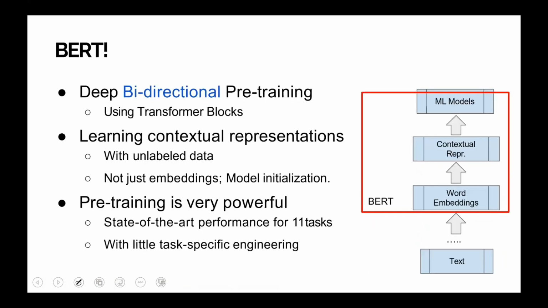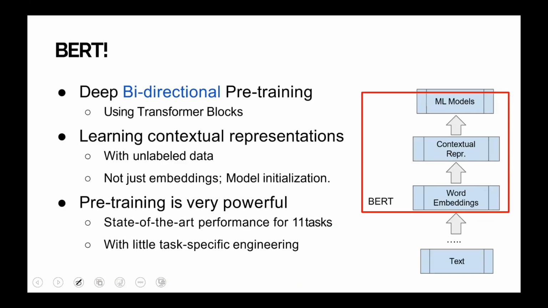So if you say deep bidirectional pre-training using the transformer blocks, learning the contextual representations with unlabeled data, why are we saying unlabeled data? Because we said it is an unsupervised learning technique. So unsupervised will always have unlabeled data. If it had been labeled data, then it would have been very easy for us to do it.